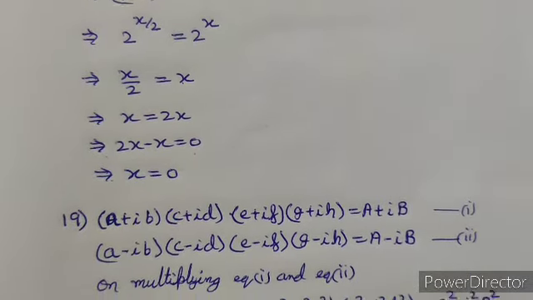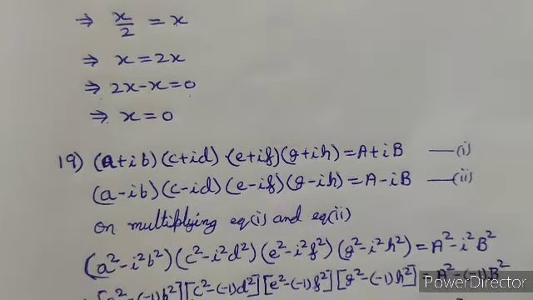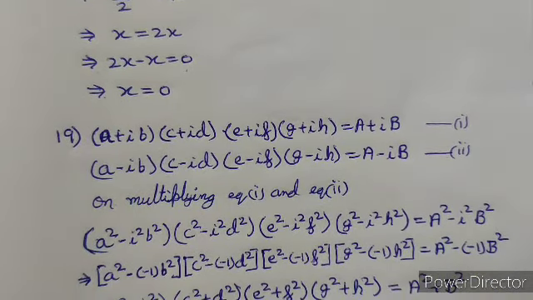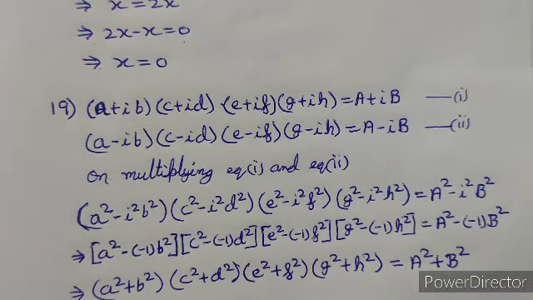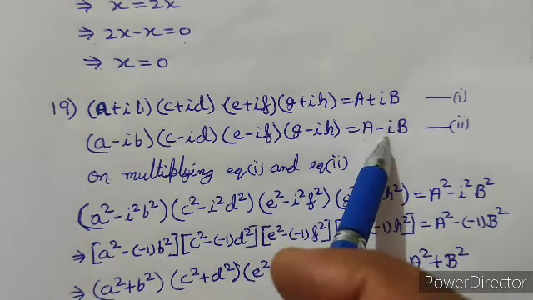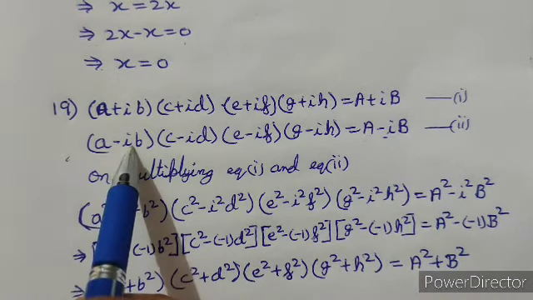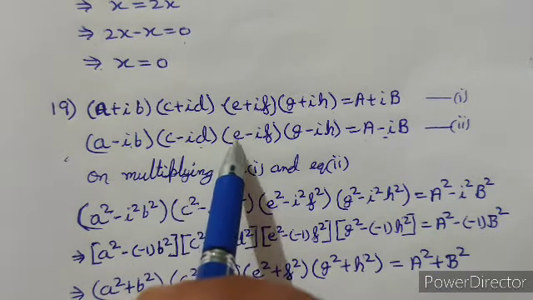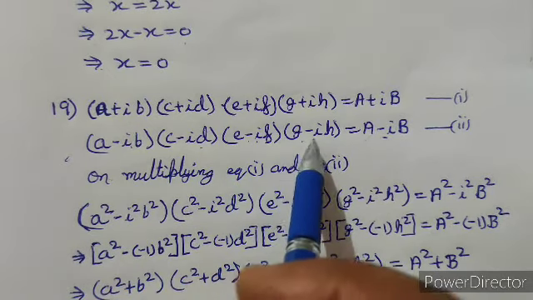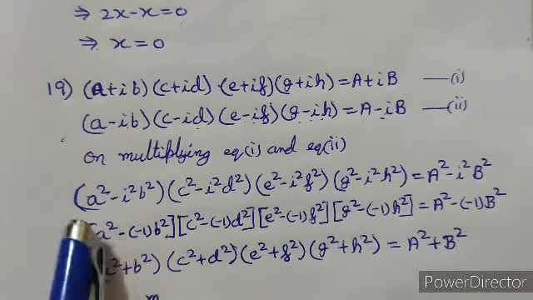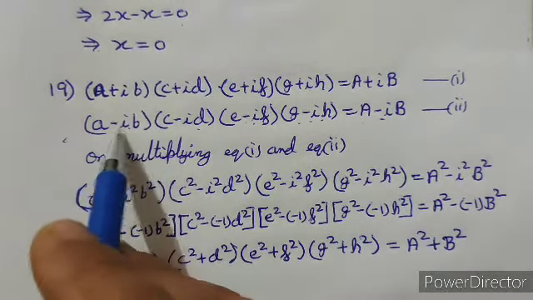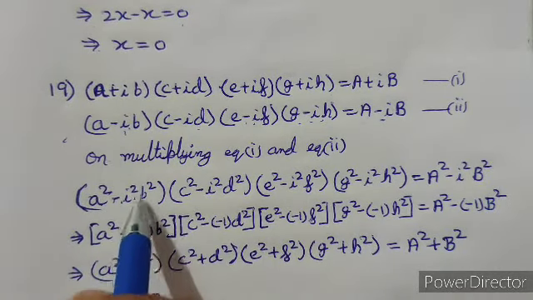Now in question number 19, (a plus ib) into (c minus id) into (e minus if) into (g minus ih) is equal to a plus ib is given to us, and we have to find out the value of a square plus b square. So first of all, we will find out the conjugate of a plus ib, that is a minus ib, and that will be equal to (a minus ib) into (c plus id) into (e plus if) into (g plus ih). Now multiplying equation first and second, now a plus ib into a minus ib will be equal to a square minus i square b square.